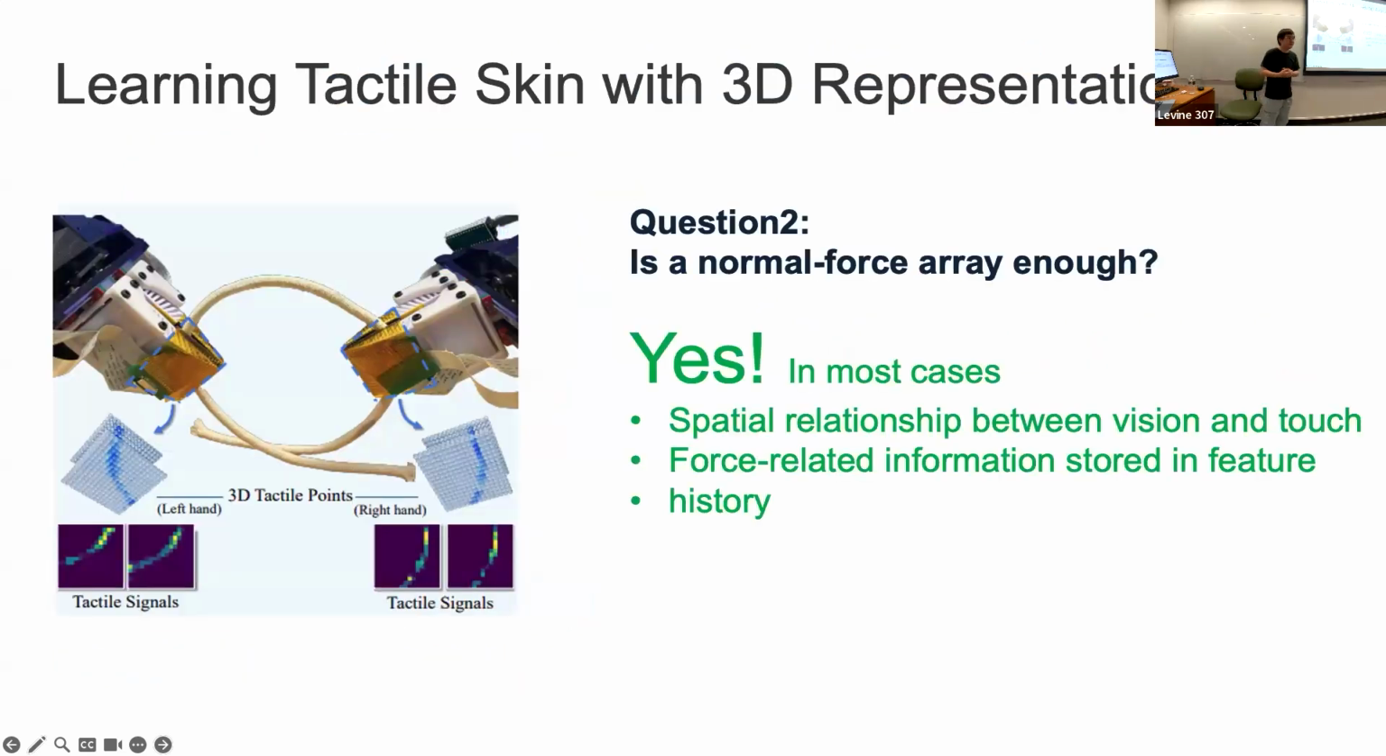Okay, now we can answer question 2. Is the normal force array enough? Yes, I think in most cases it can help you improve your manipulation. The spatial relationship between vision and touch could also help. And we also incorporate history information into the policy learning process. It's like we condition on 3 steps of history or 2 steps of history. It will implicitly infer the shared information.